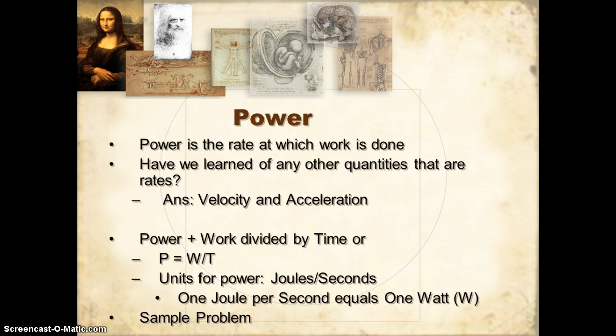Power is the rate at which work is done. There are other quantities that we've learned about that involve rates. That would be velocity, the rate at which distance is changing, and acceleration, the rate at which velocity is changing. Power is work divided by time, or in abbreviated form, W over T. Units for power are joules over seconds, and 1 joule per second equals 1 watt.